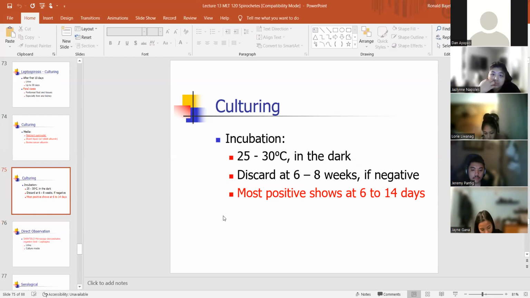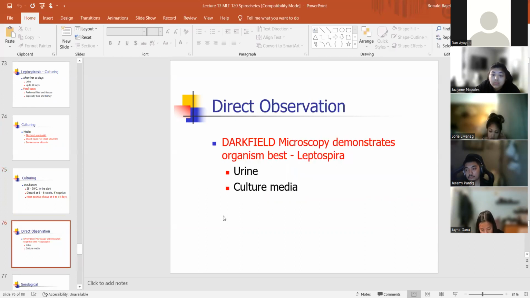Okay, for culture, incubate at room temperature, that's 25 to 30 degrees in the dark, and discard after 2 months, 8 weeks incubation. These organisms will show up after 2 weeks, but if it's negative, you keep it up to 2 months. Most positives show in 6 to 14 days, a week to 2 weeks. They'll show up early, but if it's negative, you have to keep it for 8 weeks or 2 months.